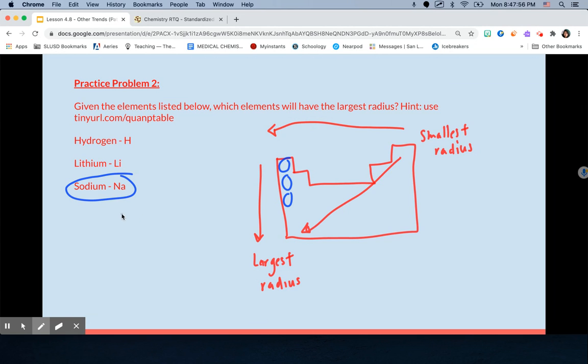And that's pretty much it. Those are all of the patterns on the periodic table. You can go ahead and try the next couple of practice problems on your Nearpod after this.